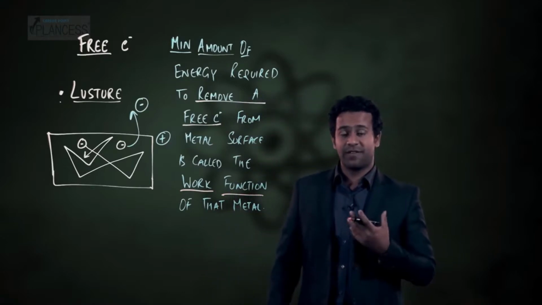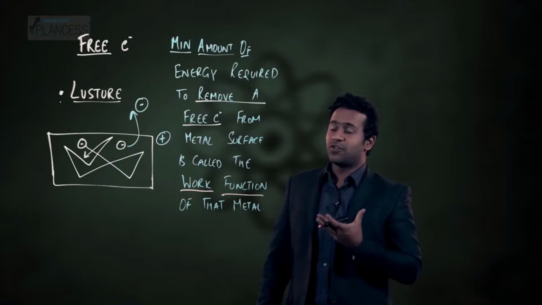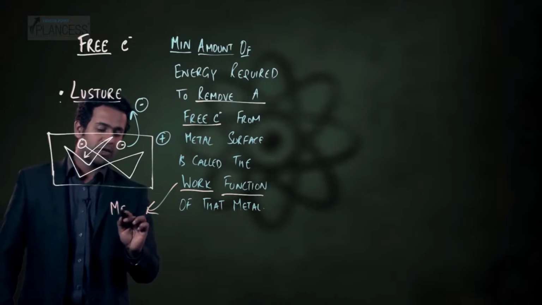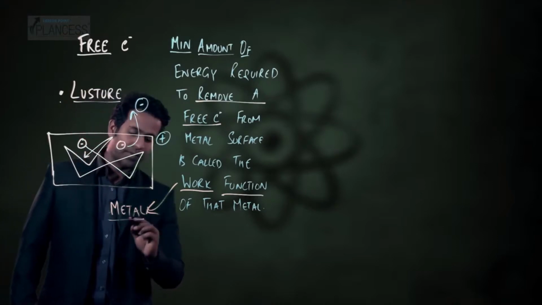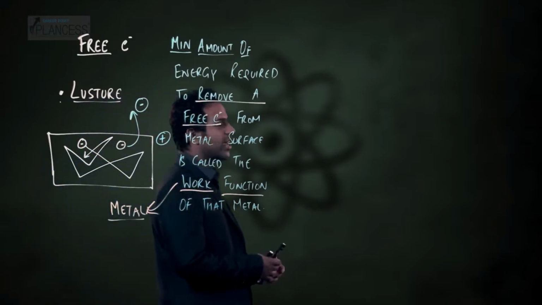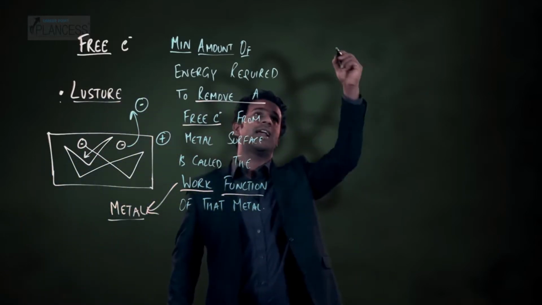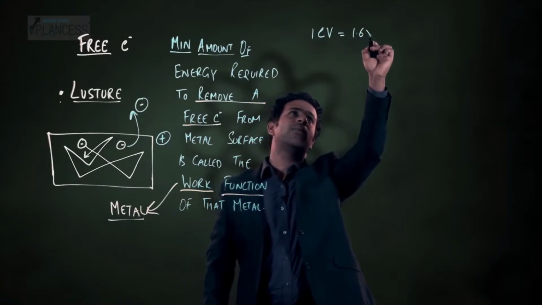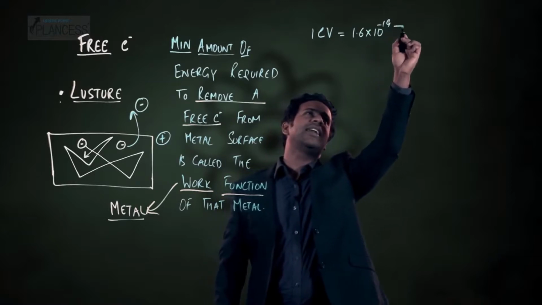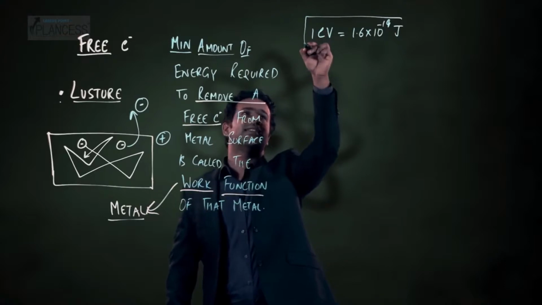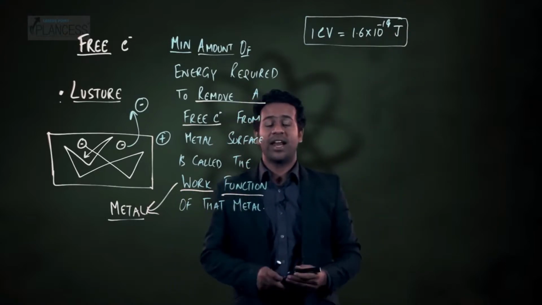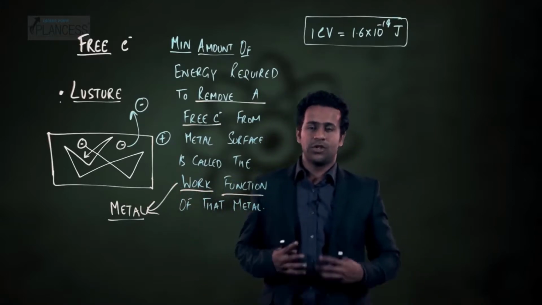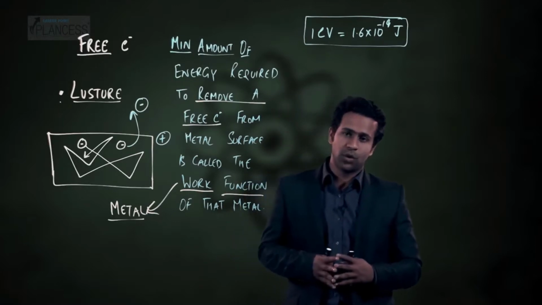And work function is defined for a material. Since we are talking about metals, we could say that work function is defined for a specific metal. And work functions are usually expressed in a unit which is called electron volt. Now 1 electron volt is basically equal to 1.6 into 10 raised to minus 19 joules. So this is the conversion between an electron volt and joules. And the work function of metals is usually in the range of a few electron volts.